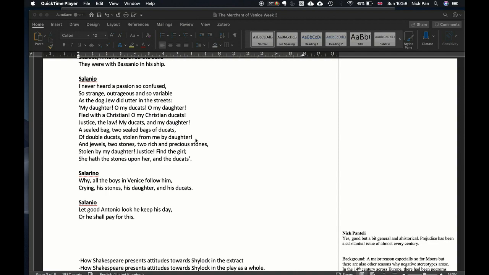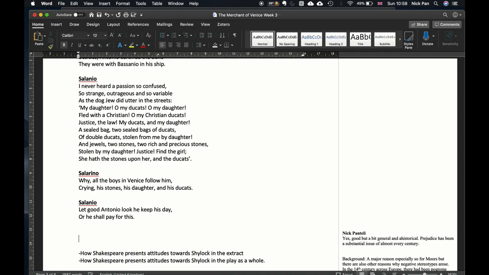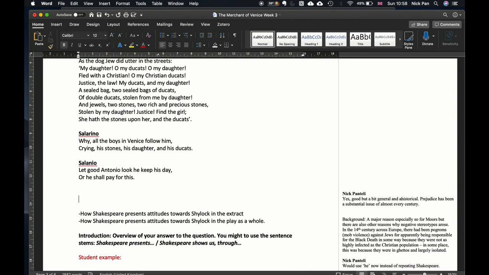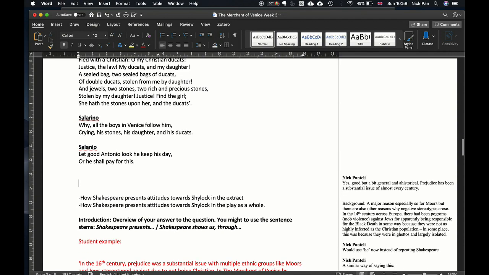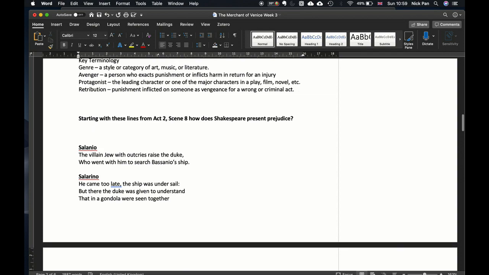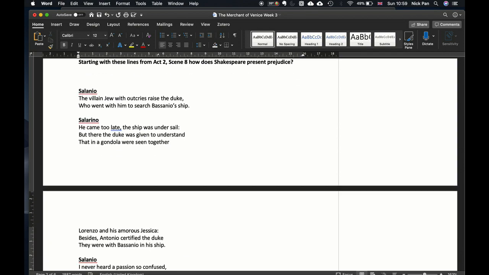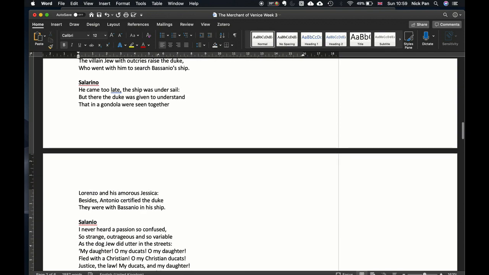Sorry. So clearly, I shouldn't be an actor, but this is a scene of a few dozen lines, from Act 2, Scene 8. So the two sub-questions we're given are: how does Shakespeare present attitudes towards Shylock in the extract, and how does Shakespeare present attitudes towards Shylock in the play as a whole, considering the question of prejudice. Obviously we have an exchange between two fairly prejudiced characters who are not sympathetic to Shylock's situation at all.